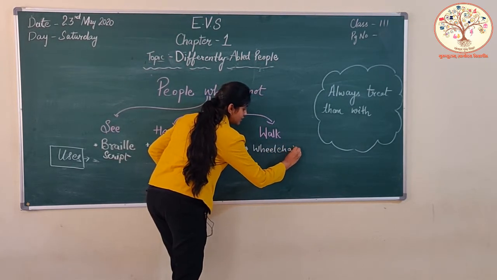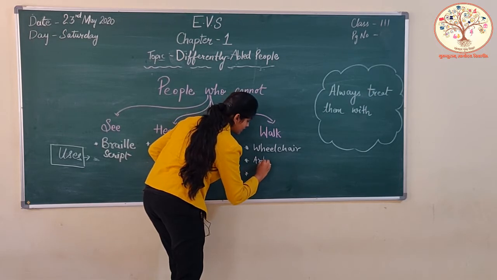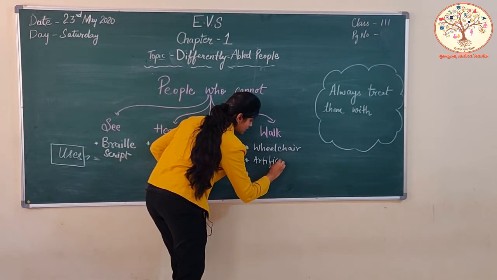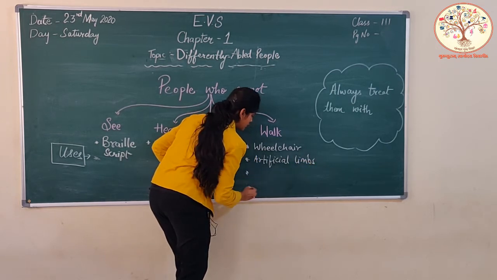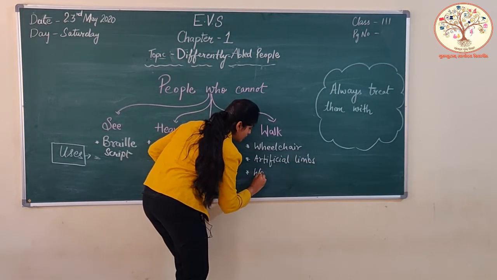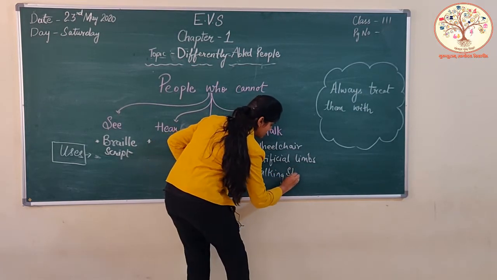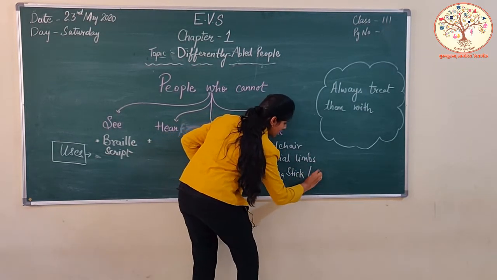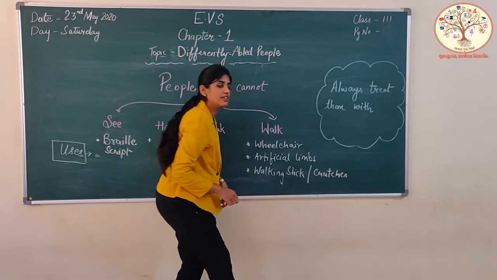So here we understood that the people who cannot walk can use a wheelchair, artificial limbs, or a walking stick, or we can say crutches. Understood?